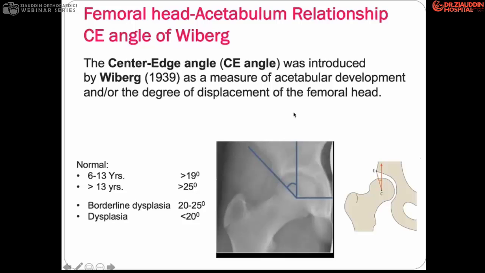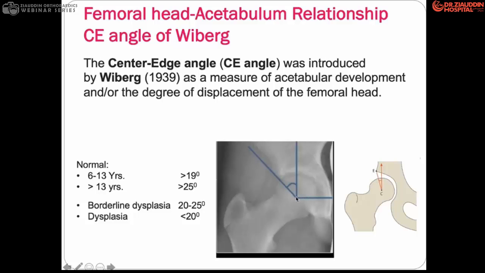Another parameter of judging on X-ray is the center edge angle, particularly post-reduction and in adults. We see how much coverage of the femoral head there is, how much of the femoral head is uncovered. So if you compare these two figures, this will indicate the uncoverage of the femoral head.